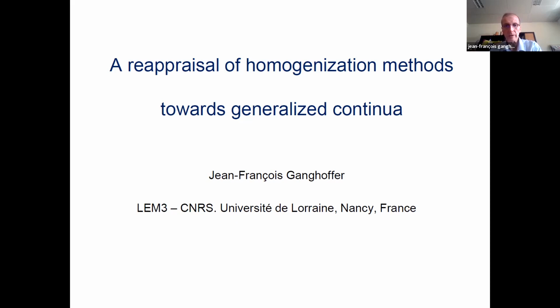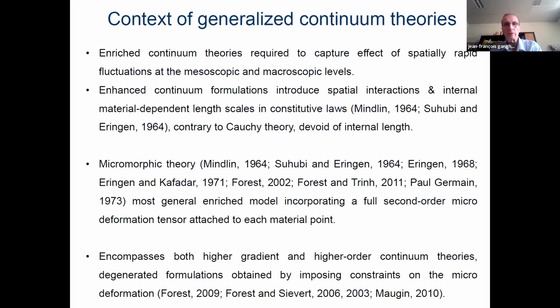So this work has been based on a few PhD theses. I will first recall the context of generalized continuum theories. So we know that these theories are required to capture effects of rapid fluctuations and rapid spatial variations at the micro scale. And these continuum formulations have the advantage that they introduce some internal material dependent length scales in constitutive law, in contrast to Cauchy theory, which does not include such internal length. And the strain in Cauchy theory is dimensionless, which is not the case, for instance, of strain gradient mechanics.